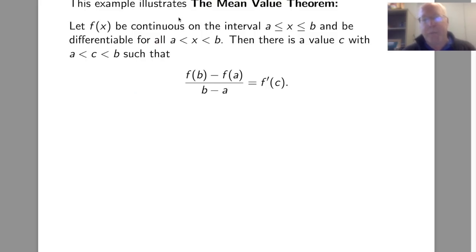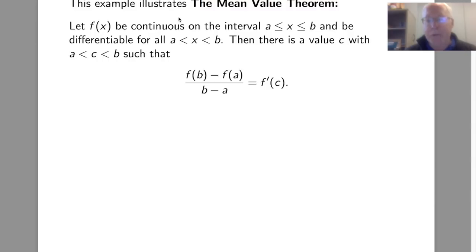So here's a statement of the mean value theorem. We assume we have a continuous function f defined on some closed interval. Remember, closed means the endpoints are included, so a less than or equal to x less than or equal to b. And we want this function to be differentiable, so it has a derivative at every point in the open interval, a less than x less than b.